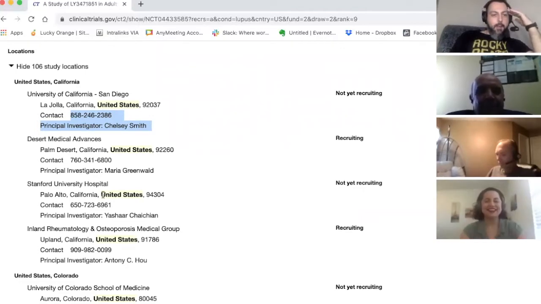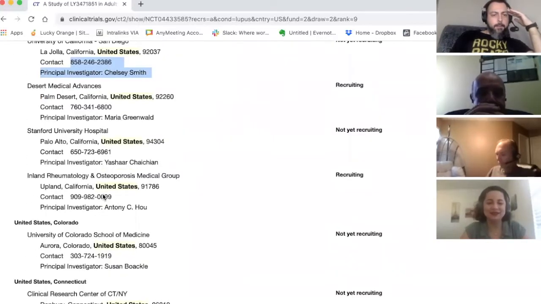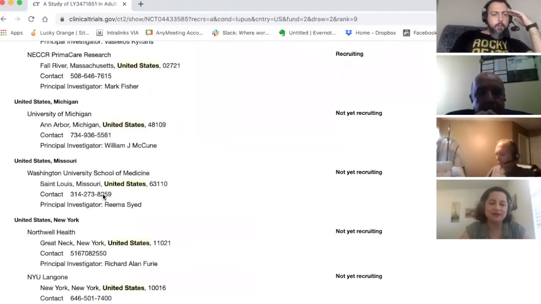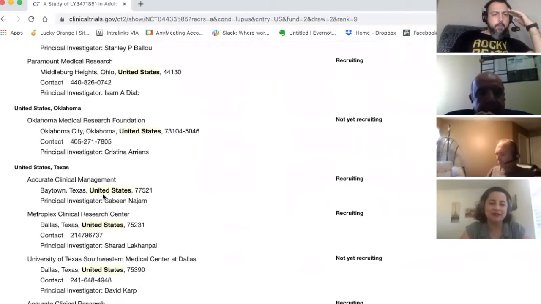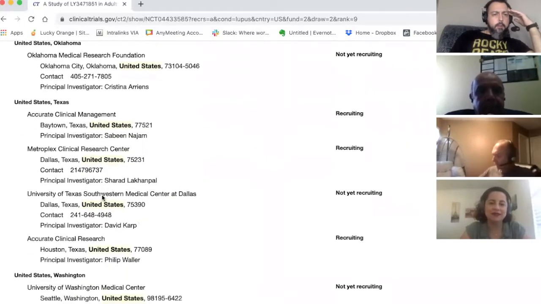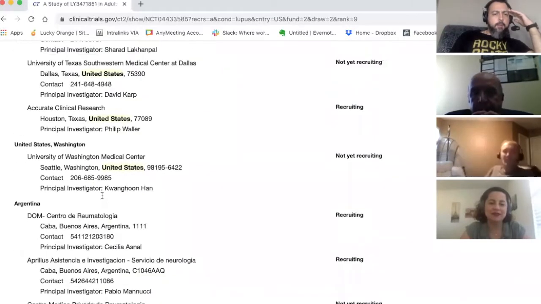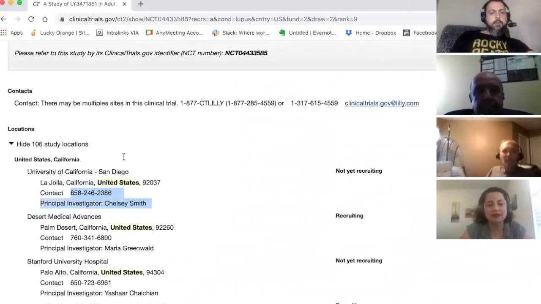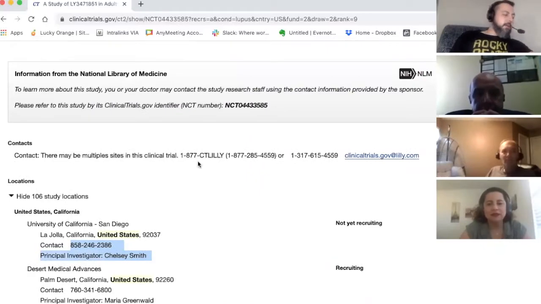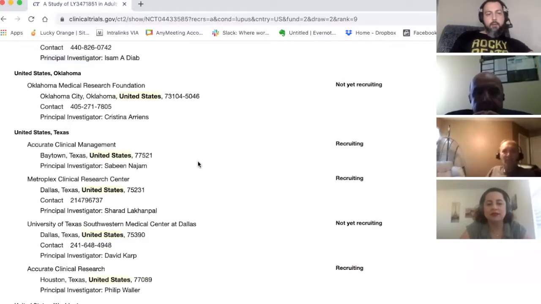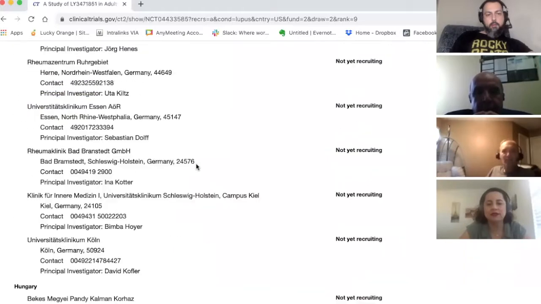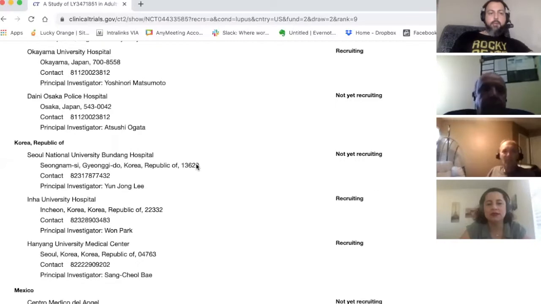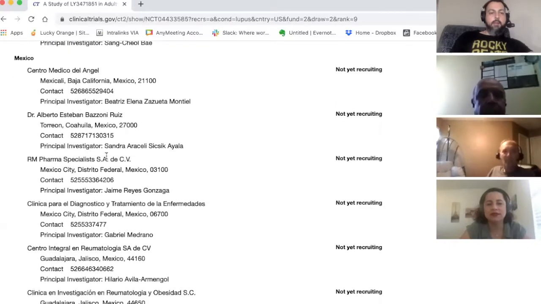But look, there's a lot here, every state, just about. Well, not every state, but all the big states. Looks like Oklahoma, Texas. So there's a good amount. See, the thing when you're trying to get a study like this, the sponsor contact is hidden. And look, they have a bunch of sites across, it's international too. Look at Mexico, they have like 6 sites there.